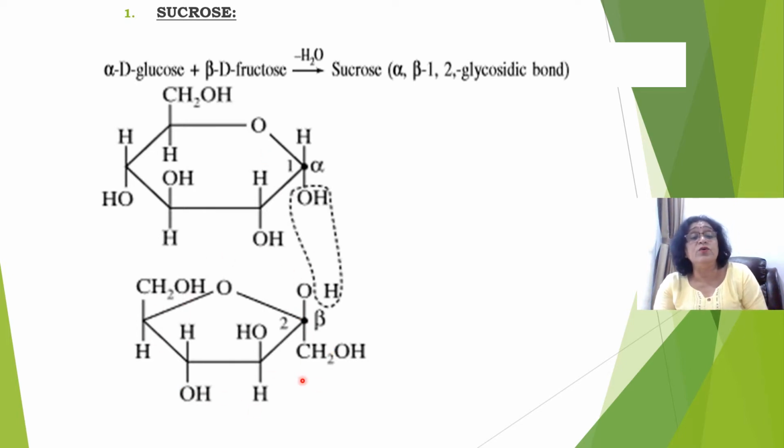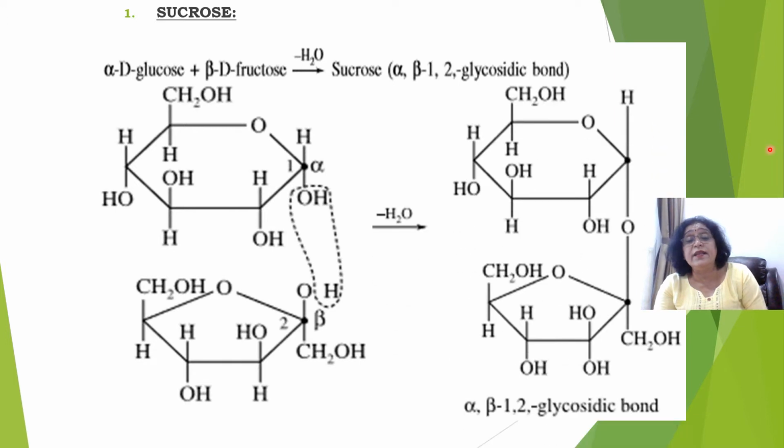Now when alpha D glucose and beta D fructose react, the two OH groups of the two different molecules interact, a water molecule is given out, and a glycosidic linkage is formed. Here you see the glycosidic linkage formed between C1, the first carbon of alpha D glucose, and C2, the second carbon of beta D fructose. This linkage is known as the alpha beta 1,2 glycosidic linkage, and this is the molecule of sucrose.